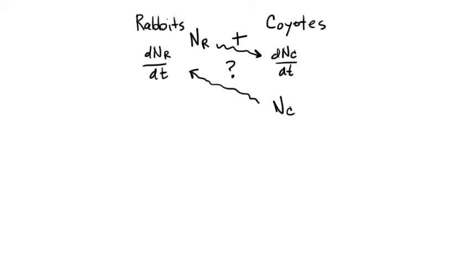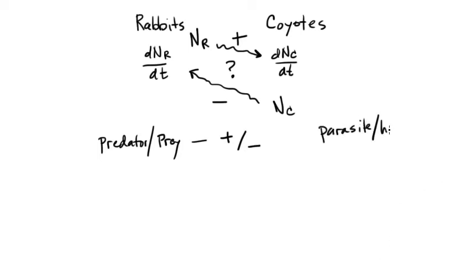What about the reverse? The effect of NC on dNR/dt is going to be, yeah, negative. Increasing number of coyotes will increase the mortality rate of the rabbit population, causing it to grow more slowly than it would with fewer coyotes. Positive in one direction, negative in the other. We classify this and all predator-prey interactions as plus minus. The same classification applies to parasite-host and herbivore-host plant interactions. One species benefits, while the other hurts the first species.